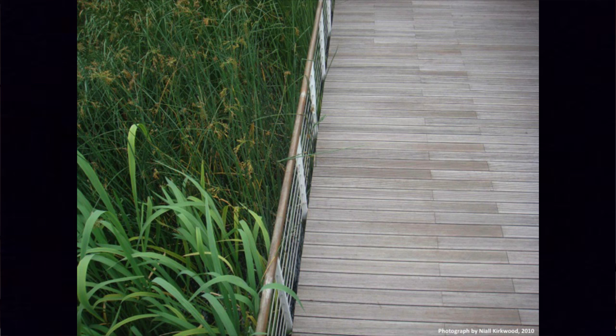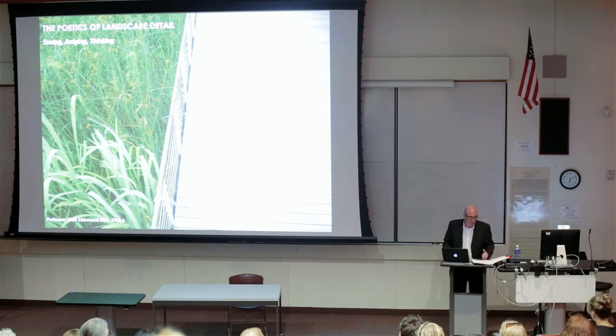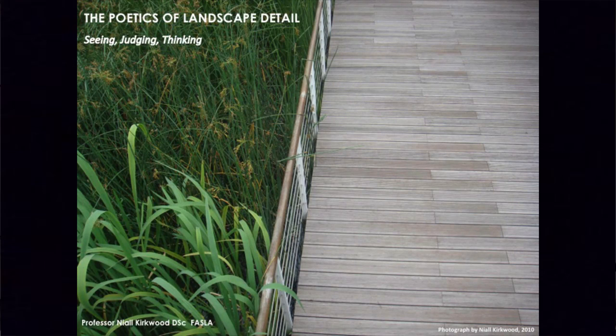And in addition, I'd also note, really more a personal agenda of mine, that underlies tonight's talk. It's really based on my belief that our main contribution as landscape architects is not the scale at which we build or the scope of work with which we're engaged, but rather the quality of thought and precision of execution that we bring to the practice of landscape design, and to that end, the practice of landscape detail. So, not surprisingly, I've entitled this presentation, The Poetics of Landscape Detail: Seeing, Judging, Thinking.